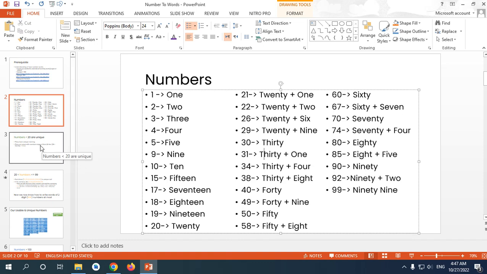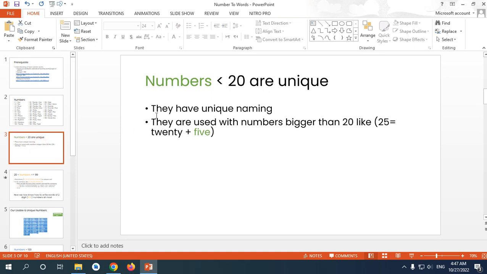So what makes numbers less than 20 kind of unique? From 1 to 20, they are used for numbers which are bigger than 20, like 25, which is 20 plus 5, like 36, it's 30 plus 6, like 77, and so on and so forth.